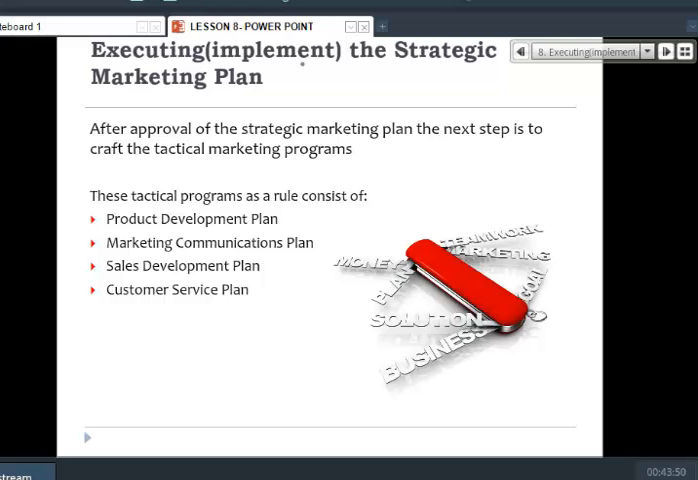The next step is to implement, to craft the tactical marketing programs. These tactical marketing programs, as a rule, consist of the product development plan, the marketing communication plan, the sales development plan, and the customer service plan. So this is the tactical program on how to implement your marketing plan.